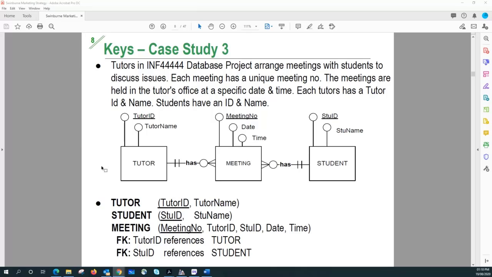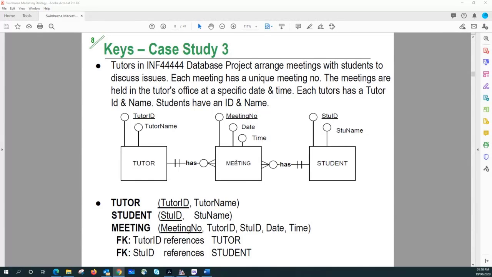Each tutor has a tutor ID and name, and the students have their IDs and names as well. Tutor ID is the primary key, so it's obvious. Students have the ID and the student name, so student ID is the primary key. So obviously tutor and student look like strong entities, right? Then there is a relationship between tutors and students, which is meeting. They are having many meetings between them, so obviously that means we have another entity coming into play.